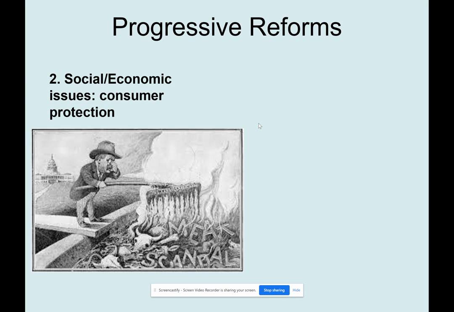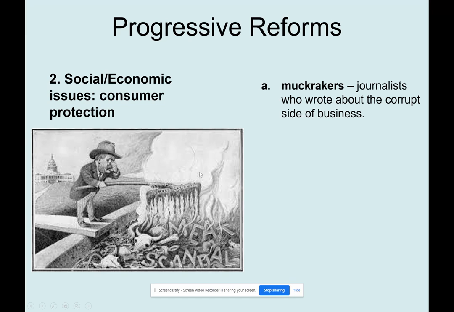Okay, the second issue we're going to talk about is, again, in the socioeconomic category, and that is consumer protection. Okay, so you can see on the left over here, it's a really famous cartoon. That's Teddy Roosevelt. You can identify him by the cowboy hat and those little spectacles that he has. And he has this rake here, which is a reference to the muckrakers. We talked about the muckrakers in the last unit. Muckrakers were journalists who wrote about the corrupt side of business, also government.